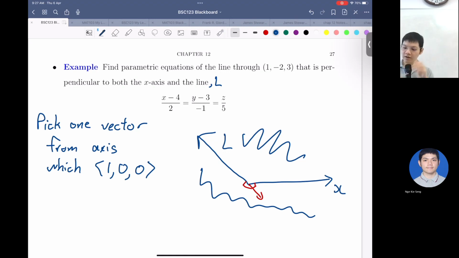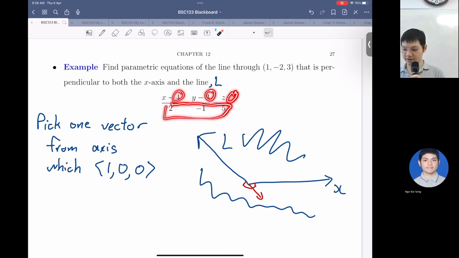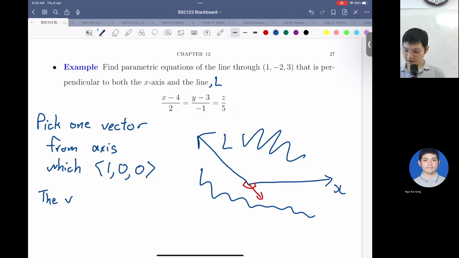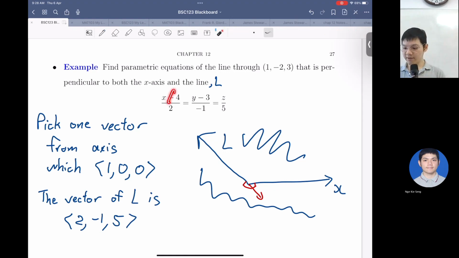Easier to calculate. So how about the line? What vector can you pick from the line? Just now we learned that the top is the point it intersects, and the bottom is the direction vector. So the vector of L is (2, -1, 5). Remember, the top part is the point it intersects, the bottom part is the vector of that line.